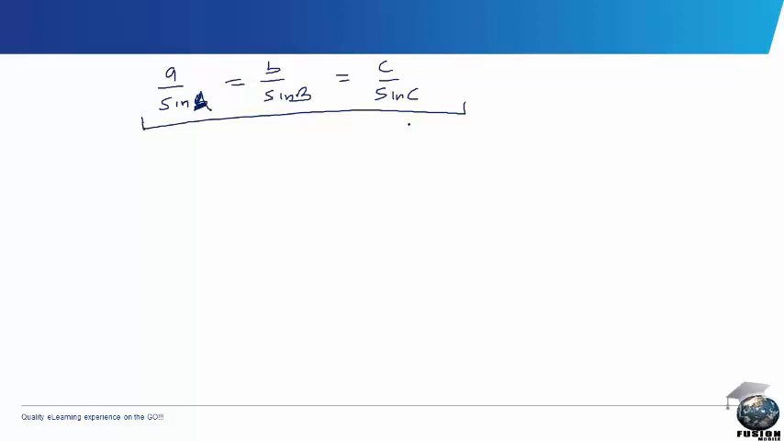Some other thing you need to note is that the sine rule is used when you have two sides and one angle, and when you have two angles and one side. Okay, note, we apply sine rule.